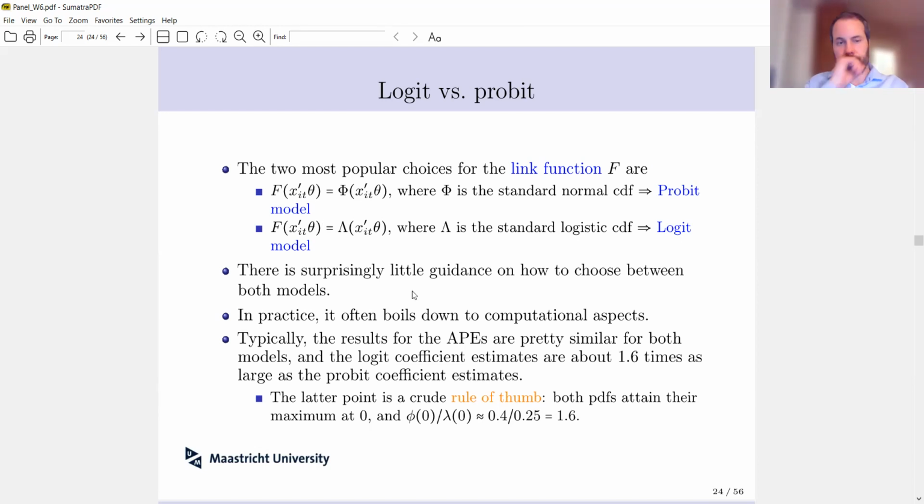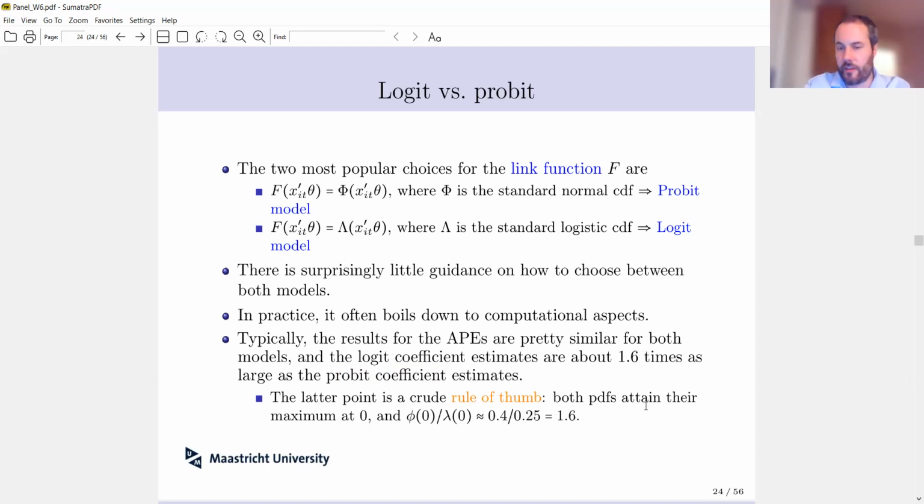Now, there is actually very little guidance on how to choose between the two models. In practice, it's pretty much the same. They give you pretty similar outcomes. For instance, the APEs are pretty similar. They don't differ much. And if you look at the coefficients themselves, there is a rule of thumb that says that the logit coefficients are about 1.6 times as large as the probit coefficient estimates.